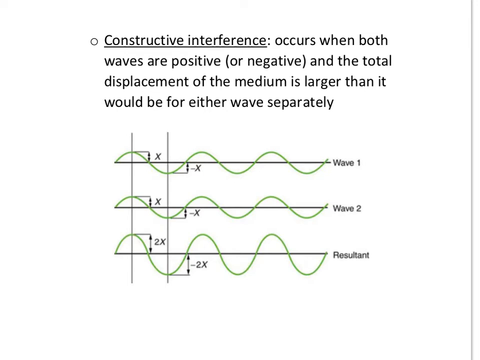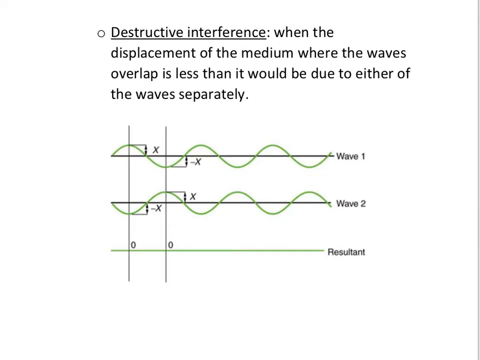So if you want to look at this with numbers, let's say this was 1 meter and this was 1 meter, then this amplitude would be 2 meters. And then down here would be negative 2 meters. So you can see how these two waves added together constructively to give you a resultant that was greater than it was before. The second type of interference is destructive interference.